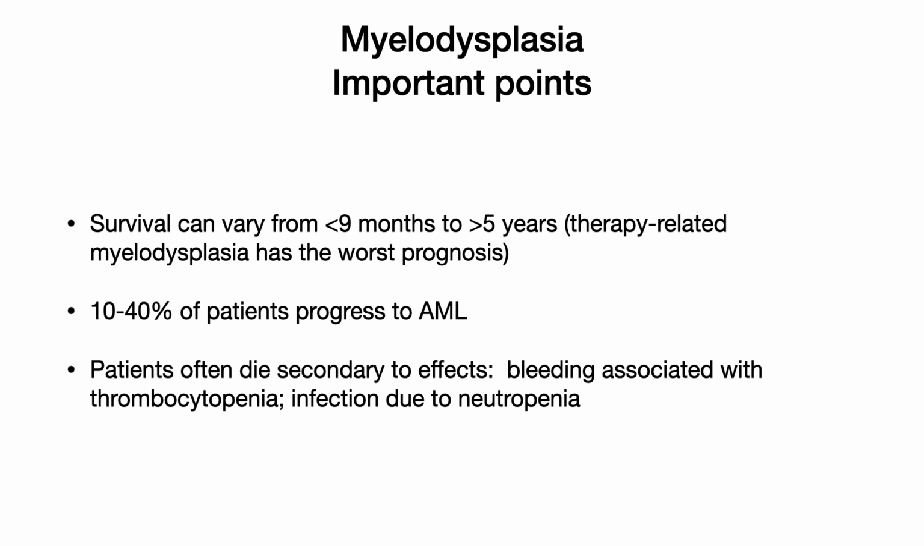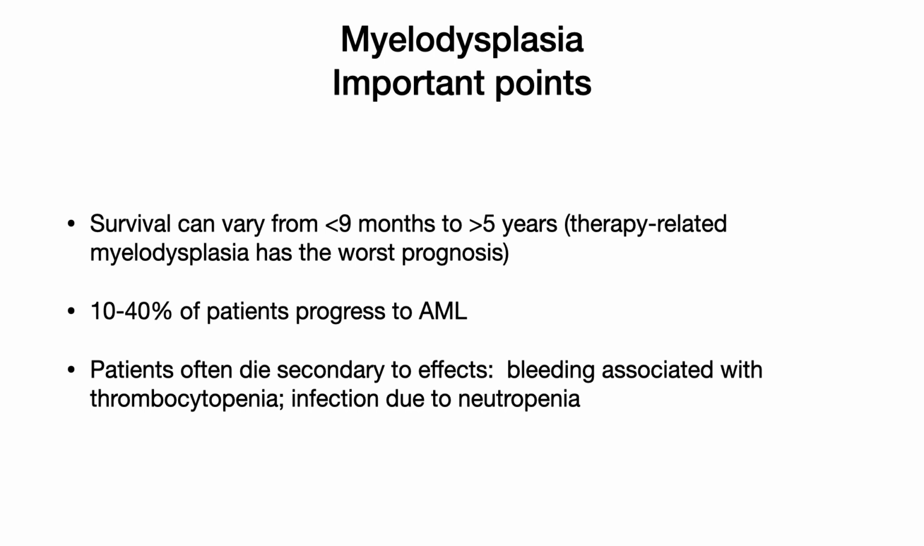So some of the important points, it says the survival can vary from less than 9 months, and I think with some forms it could even be a couple months, to greater than 5 years. It says when it's therapy related, it has the worst prognosis. And as I said before, patients oftentimes do progress to AML. It said about 10 to 40% of those patients do progress. And then when they die, they usually die from secondary defects.